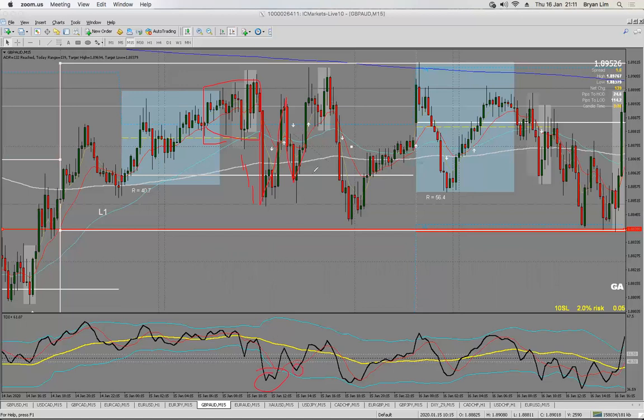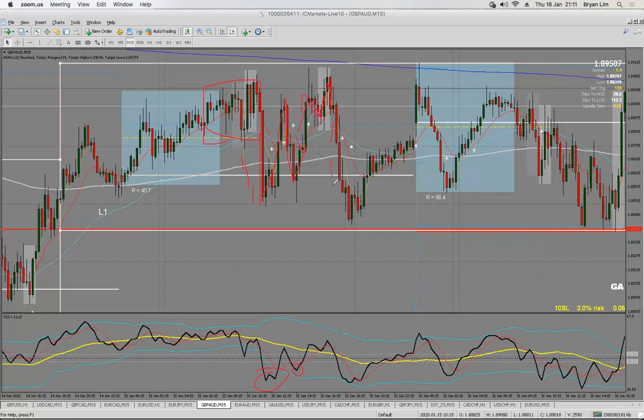This is where you need to understand. We don't have a setup. You could have gone long there, but what's the point? This is not a setup. And you would have actually been proved wrong in New York, because when New York opened, price reversed.